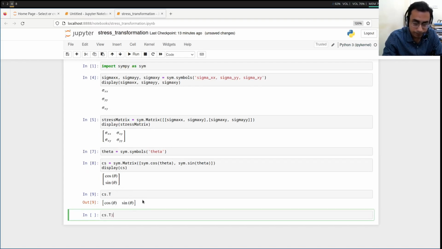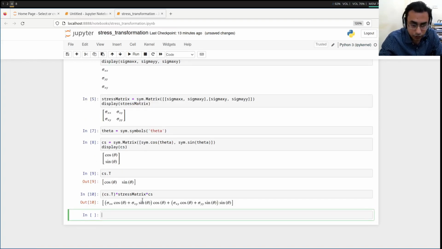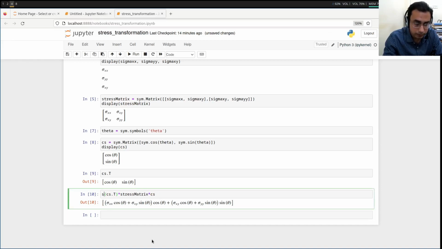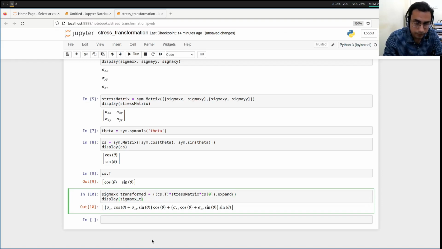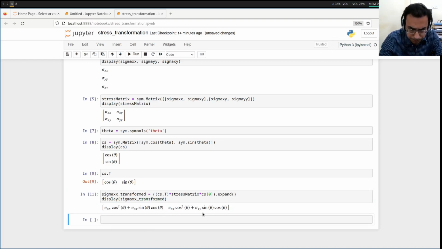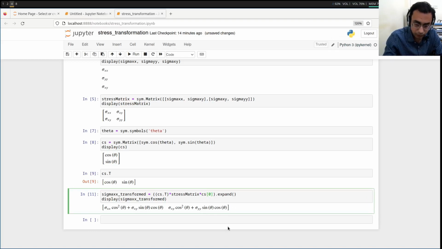I want to use the transpose of this, into the stress matrix, into the same thing. And let's see what we get out of this. So we get this one element matrix, but we can name this and make it more systematic. So sigma xx transformed will be this, and I can also expand this out. So what I'll do is take the zeroth element out of this and then expand it out. Let's see if this thing works, and then I'll display this also. Sorry, there should be a bracket here.